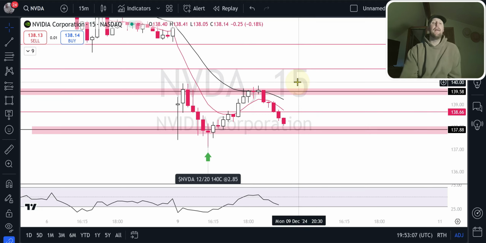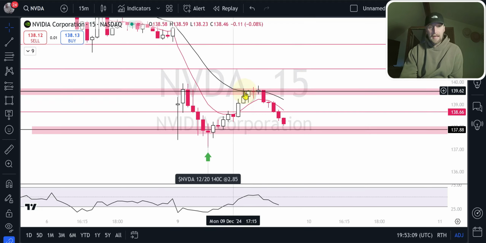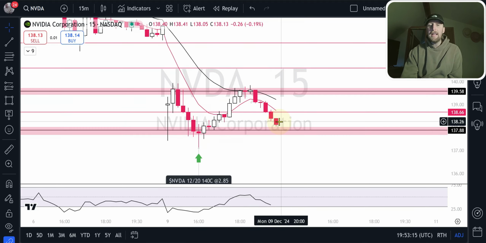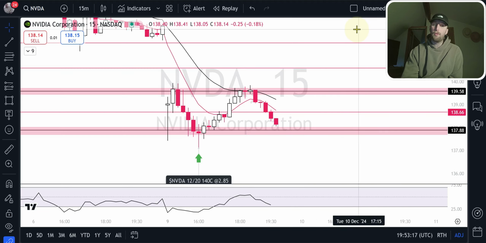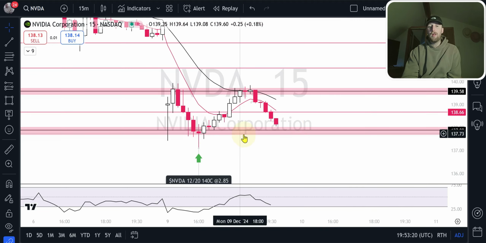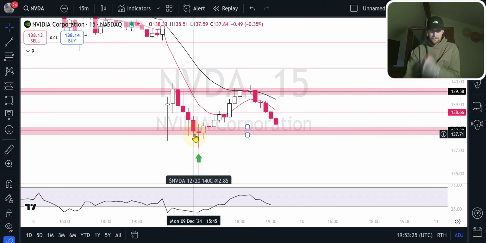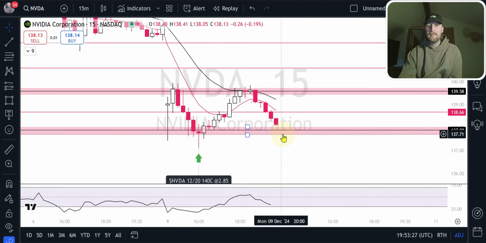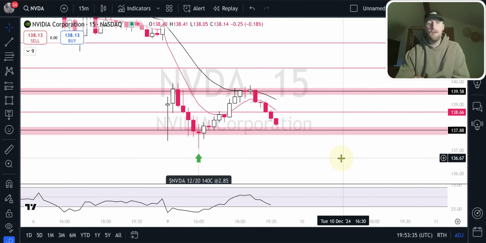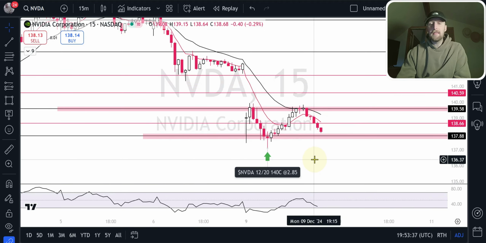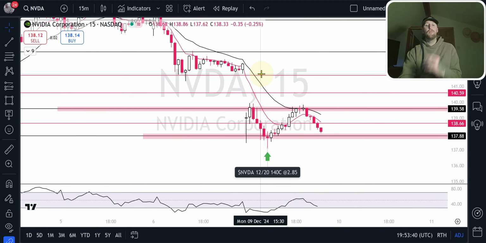Now, note this: the more times that we reject a certain level, or at least test this level, the more likely the next time is going to break through. And the same applies for your support lines. The more times that we come back down and test the support line, the more likely it is to break to the downside. Okay, you understand that? So this is a perfect example of why we alerted NVIDIA calls in the Discord today.